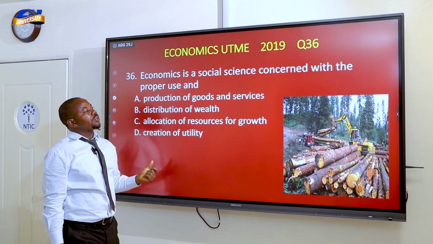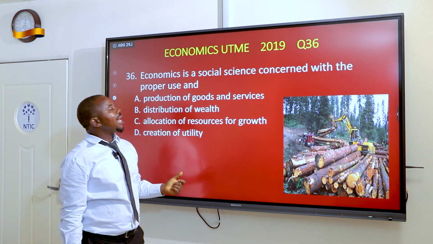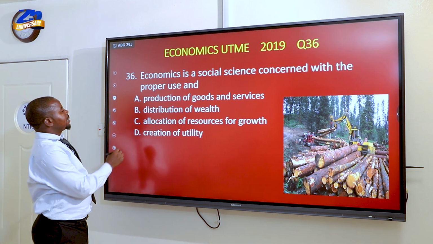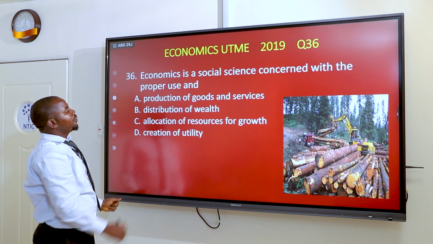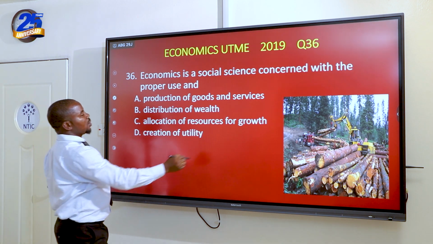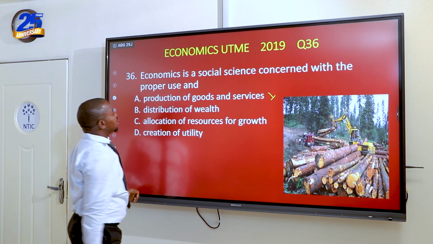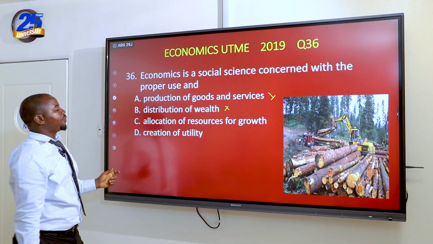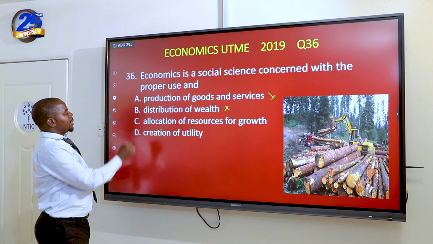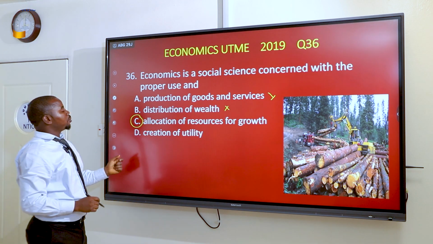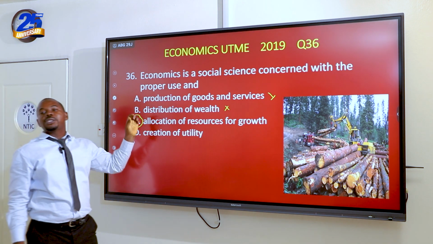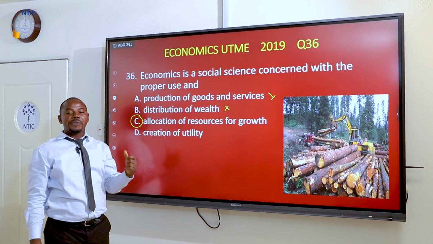Economics is a social science concerned with the proper use and A, production of goods and services. That's not correct. Then B, distribution of wealth. That's also not correct. C, allocation of resources for growth. That's correct. Then D, creation of utility. So economics is more concerned about efficient utilization of scarce resources.